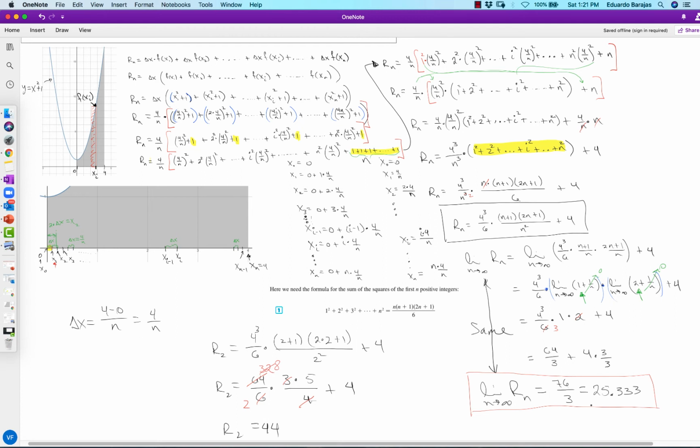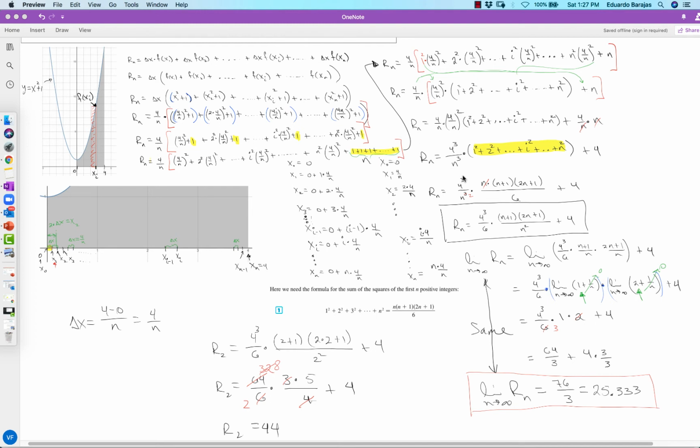So now we no longer say that this is an approximation. This is the exact answer, right? Because n is going out to infinity. There's an infinite number of rectangles that are being summed up, and the sum of all those infinite rectangles is equal to 25.33, which is the area of that gray region that we were after.